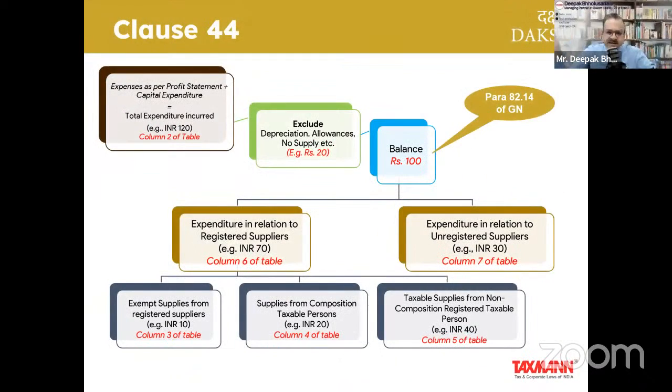So if I summarize it, taking an example, let's say expenditure as per profit and loss account and my capital expenditure, let's say the total expenditure is 120. So as per guidance note, this entire 120 you should disclose in column number 2. Now, out of that 120, let's say there are certain items which are of no supply nature, allowances, depreciation.